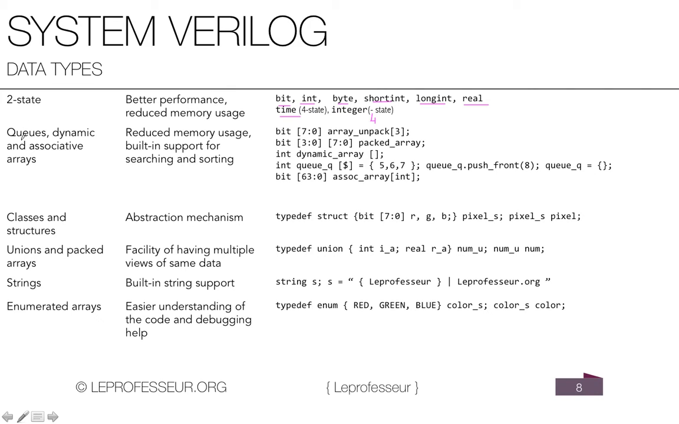Now it has queues, dynamic and associative arrays. Queues are an important feature. You don't have to write your own linked list, you can just use the built-in queue of SystemVerilog. Isn't it interesting?